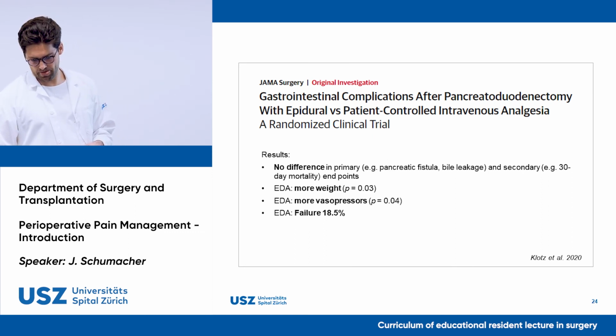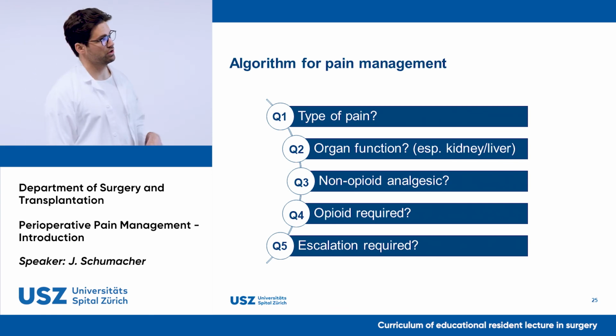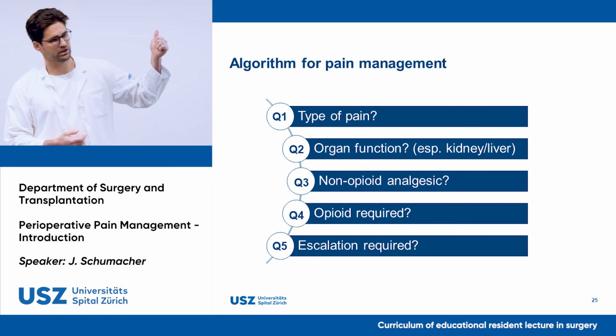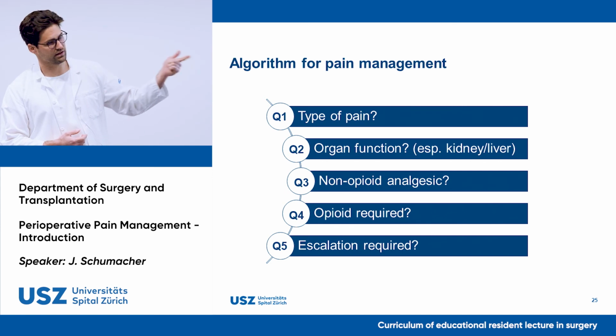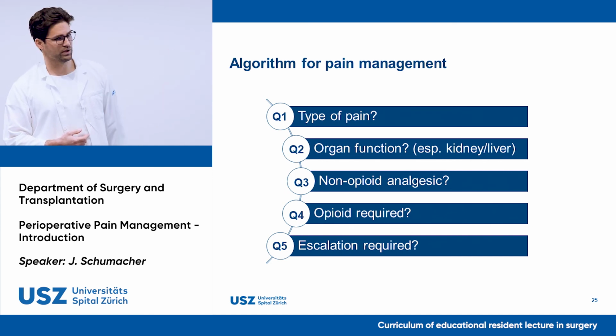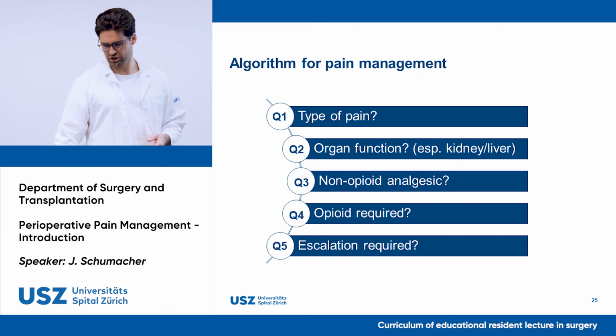That brings me to the end of my presentation. Here you can see a repetition of this pain algorithm, which can help us in our daily work. We can start with figuring out what kind of pain my patient has, then what is the function of my patient's organs, then can I give him a non-opioid analgesic, does he need an opioid, and lastly, do I need to call the anesthesiologist? Thank you for your attention.